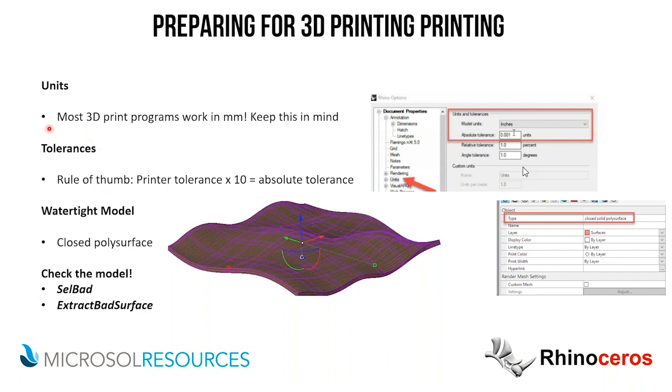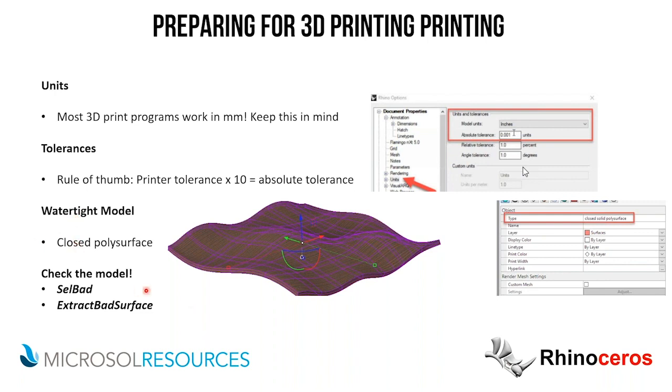Right. So tolerances as well. You can see tolerances available over here too. A good rule of thumb is that your absolute tolerance should be the printer tolerance times 10. So if your printer can only print to a resolution of 0.1 millimeter, then your absolute tolerance is going to be 1 millimeter. A lot of printers can print more precisely than that, so you'll be looking at like 0.1, 0.01, but this is a good rule of thumb to keep in mind when you are designing and setting your units and tolerances.